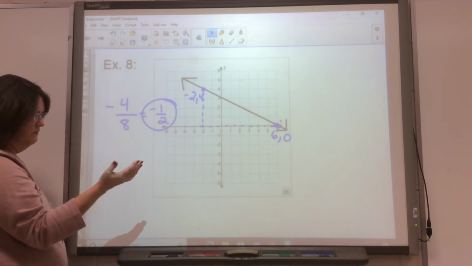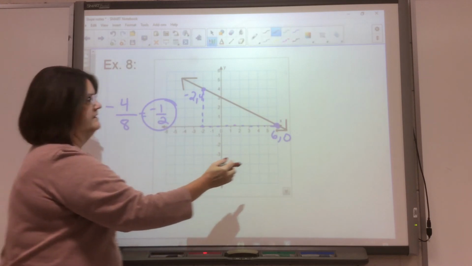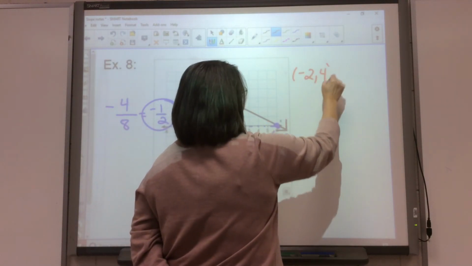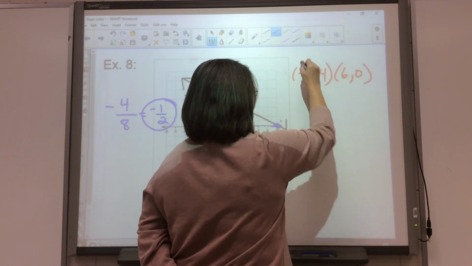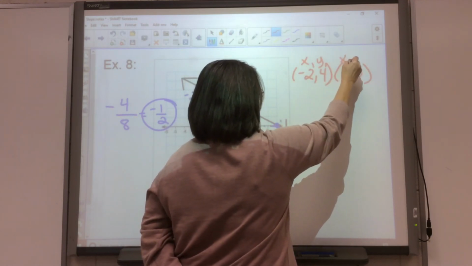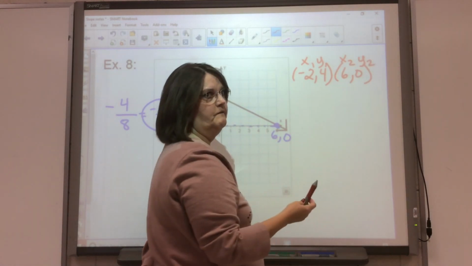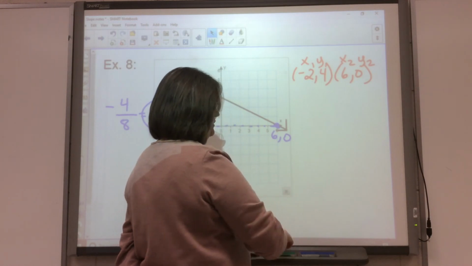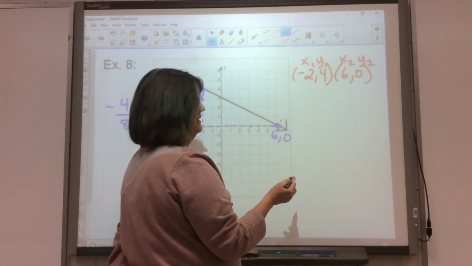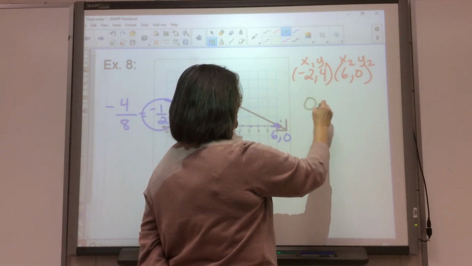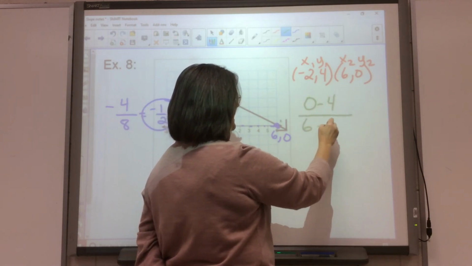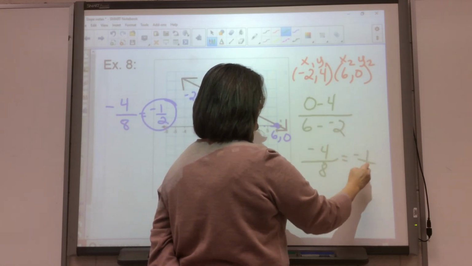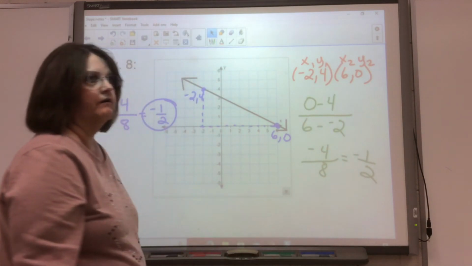If you feel uncomfortable counting, you can also write out the 2 points, label them as x1, y1, x2, y2, and no, it doesn't matter which point you put first. If you put 6, 0 first and negative 2, 4 second, and labeled them x1, y1, x2, y2, you still get the same answer. So 0 minus 4 over 6 minus negative 2 is negative 4 over 8, which still gives me negative 1/2. So either of those scenarios work.